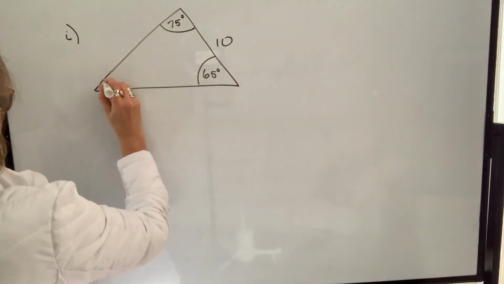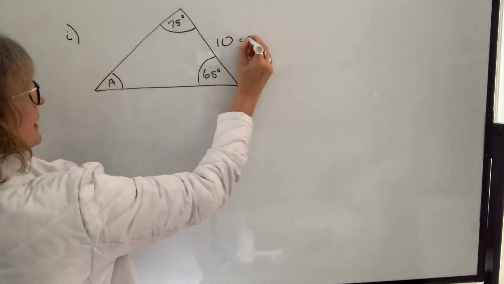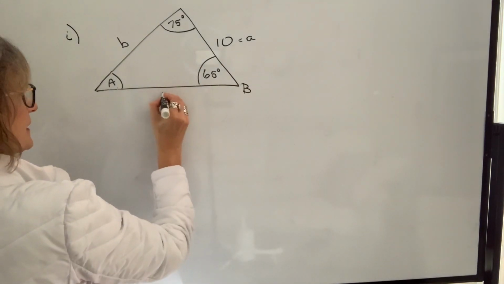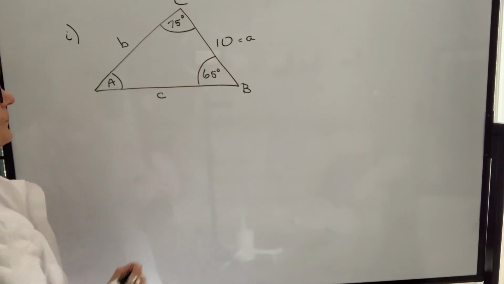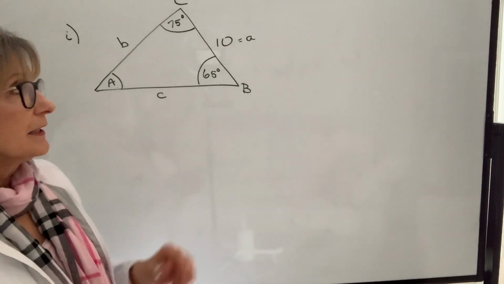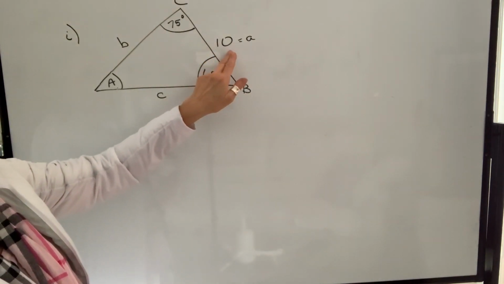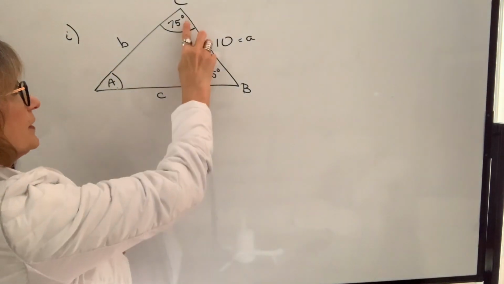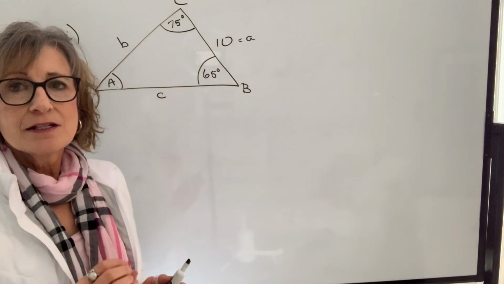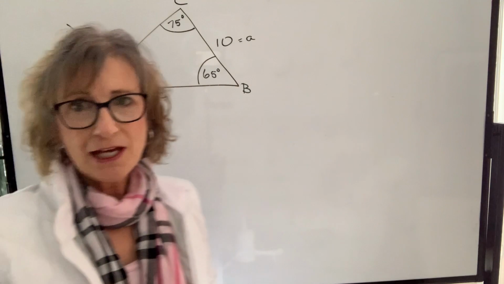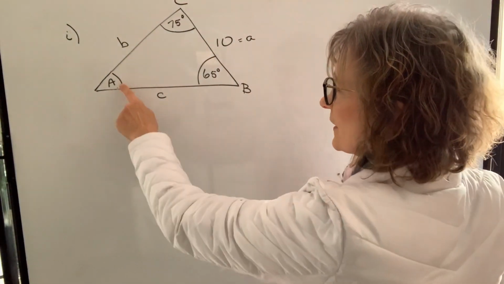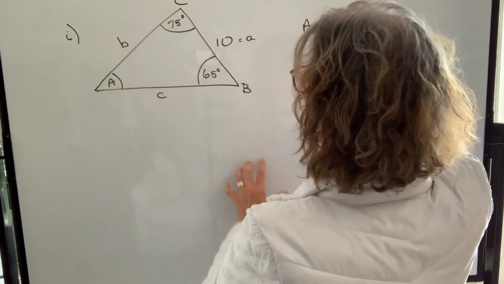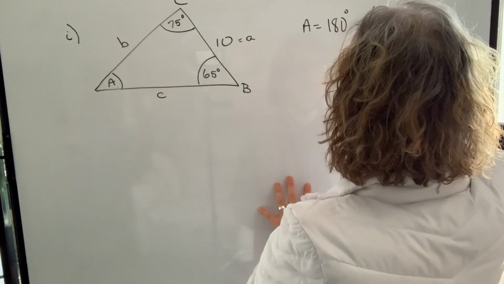So if this is angle A, this is side a. If this is side b, then this is angle B. And if this is side c, this is angle C. Because it's this side that I'm given, I need to know angle A to be able to set up my ratio, because I know these angles but I don't know either of those sides. So I'm going to start with the fact that my 3 angles add up to 180 degrees so that I can find A. So A will be equal to 180 degrees minus 75 degrees plus 65 degrees.